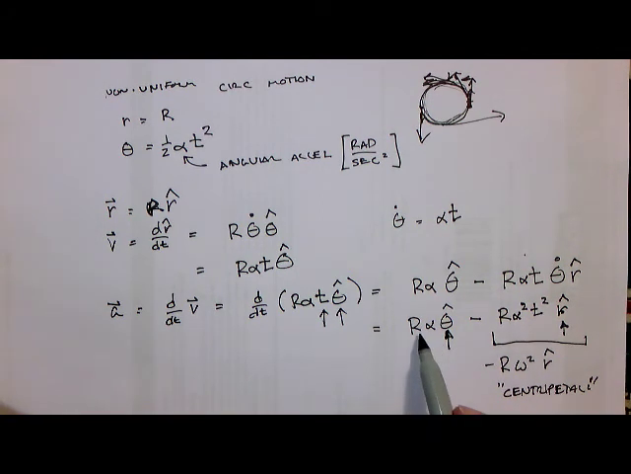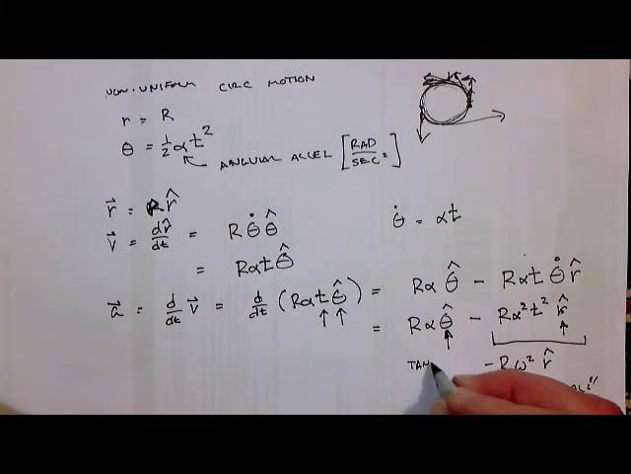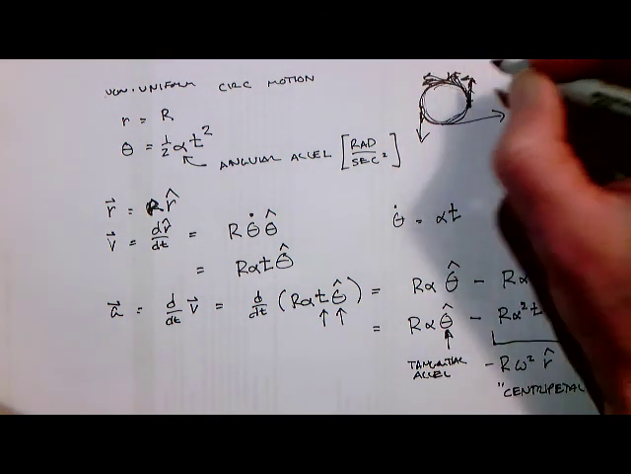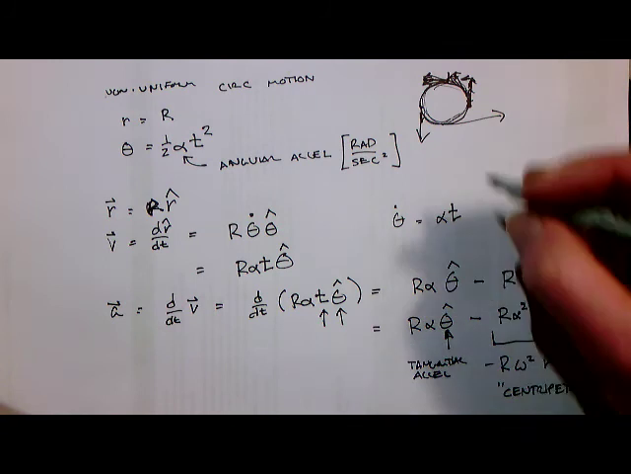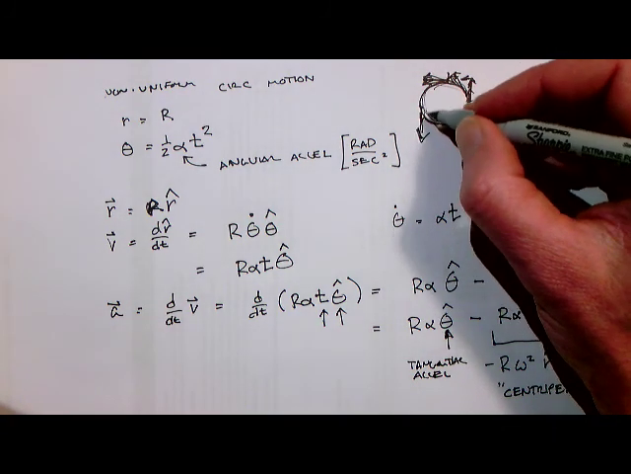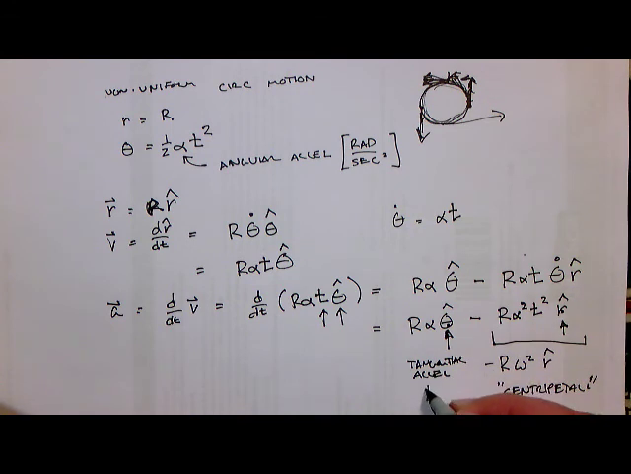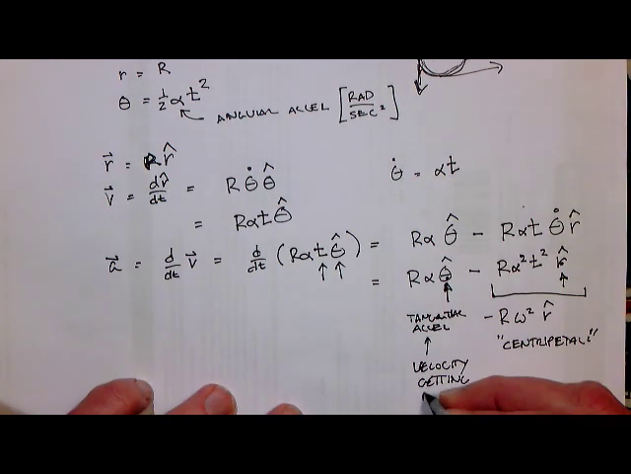The second term, though, is R times alpha in the theta hat direction. What does that mean? This is actually the tangential acceleration. It's how much the velocity is increasing along the direction that it's moving. So this is saying that the size of this velocity vector is getting larger in the theta hat direction, so the velocity is getting bigger. Whereas the other term is saying the velocity is changing direction.